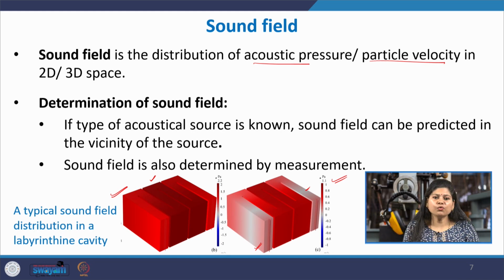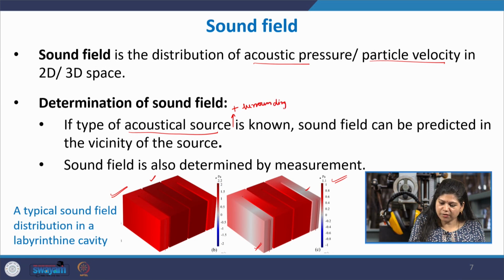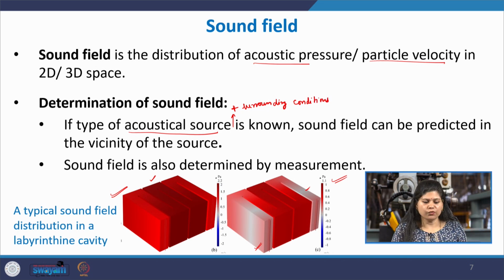How do you determine the sound field for any particular radiation? You either know the source. Suppose you know what source is creating the sound wave and under what conditions, whether it is a free field condition where you have an open space, or the source is located in a closed reflective environment. So, you find out what the conditions are. So, the acoustical source plus the surrounding condition, whether it is a closed room which is reflective in nature, or an open field with no reflectors. If you know these things, you would be able to predict what the sound field would be like.